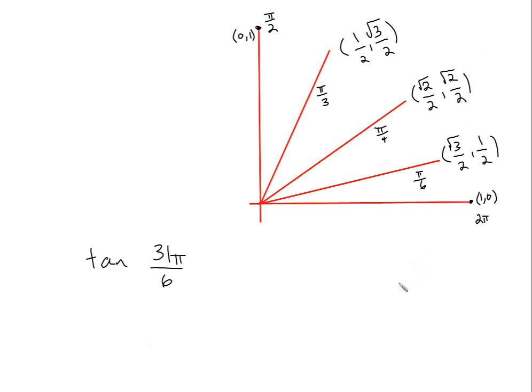Alright, tangent 31 pi over 6. Well, we know we're going to be using the x and y values from pi over 6. And tangent, alright, is pretty much, we know, y over x. So I'm going to take the y value, 1/2, and multiply it by the reciprocal of the x value. So that'll be 2 over rad 3. 2's cancel out. You get 1 over rad 3. You rationalize. You get rad 3 over 3.